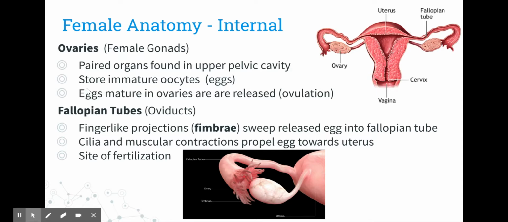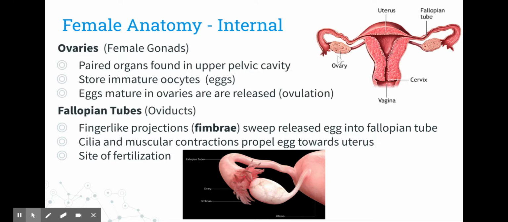Once a female reaches sexual maturity, around puberty, early teens, those eggs begin to mature one at a time, sometimes two at a time, every month in the process of egg maturation, and then are released as ovulation occurs. Ovulation is when an egg is released and starts to travel down in anticipation of fertilization. Now, if fertilization doesn't occur, that's where menstruation is the next step.